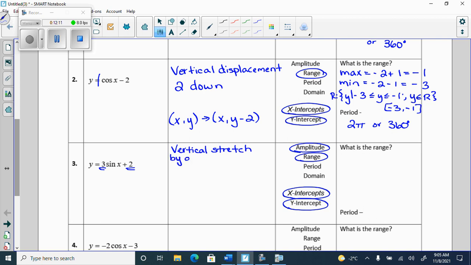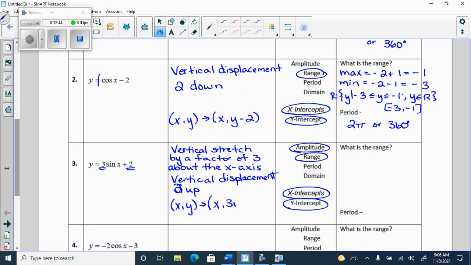Vertical stretch by a factor of 3. Good answer. About the x-axis. And a vertical displacement 3 up. What's my mapping? That's a 2. xy becomes x, 3y plus 2. That's obviously a 2.